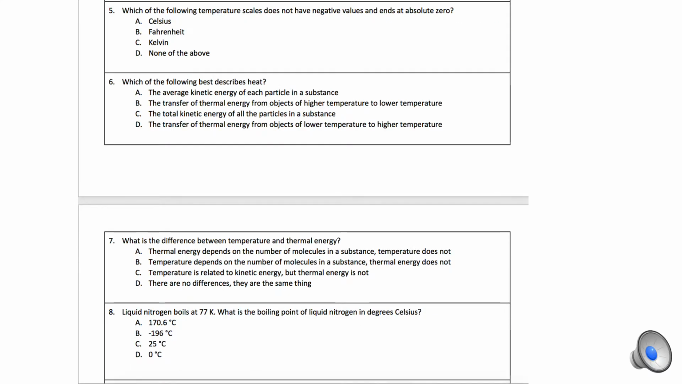Number 5, which of the following temperature scales does not have negative values and ends at absolute 0? A, Celsius, B, Fahrenheit, C, Kelvin, D, none of the above. Number 6, which of the following best describes heat? A, the average kinetic energy of each particle in a substance. B, the transfer of thermal energy from objects of higher temperature to lower temperature. C, the total kinetic energy of all the particles in a substance. Or D, the transfer of thermal energy from objects of lower temperature to higher temperature.